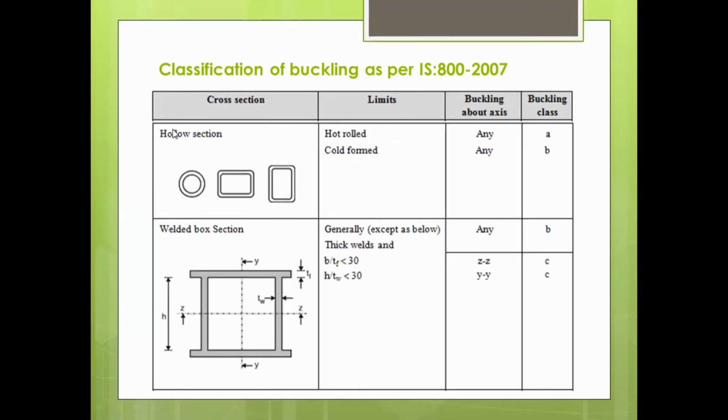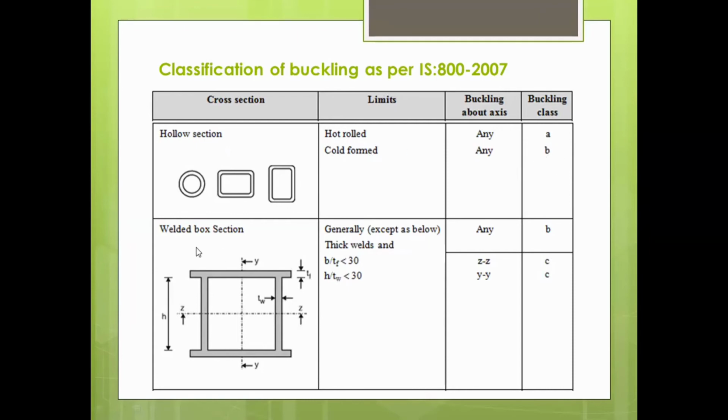Then hollow section. Hollow section can be of 3 shapes: hollow circular section, hollow rectangular horizontal section, hollow rectangular vertical section. These can be hot rolled or cold formed sections. So if hot rolled sections are there which are hollow, then they will be directly considered as class A. And if the same hollow sections are cold formed, they will be considered as class B.